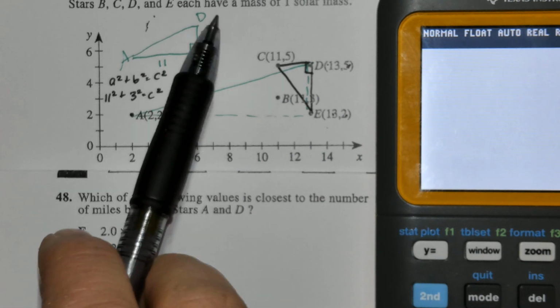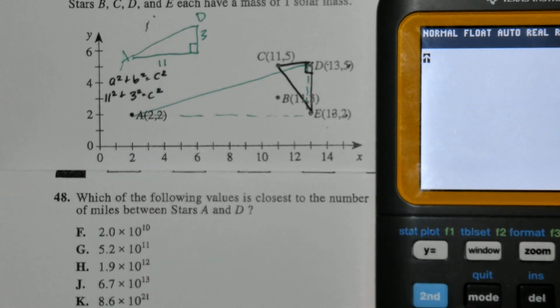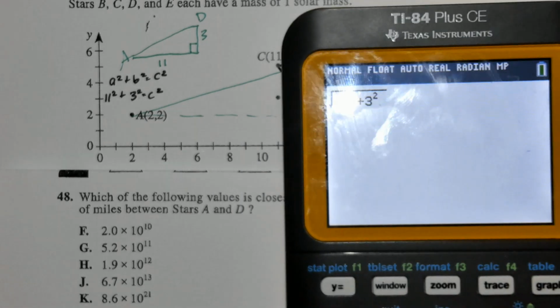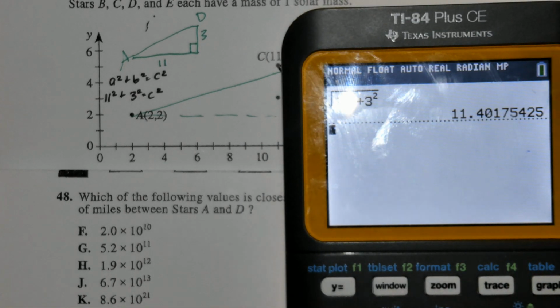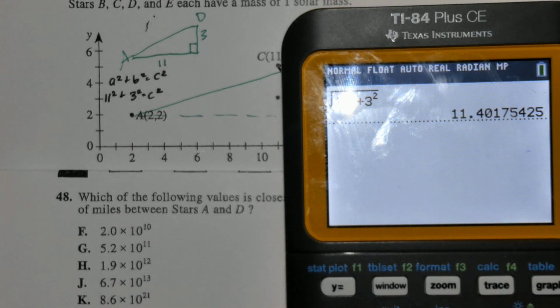To isolate the c and find out the length of the hypotenuse, I'm going to take the square root of this sum. So the square root of 11 squared plus 3 squared. This is going to give me the length of the hypotenuse. Now remember, this is in light years because every unit is 1 light year.